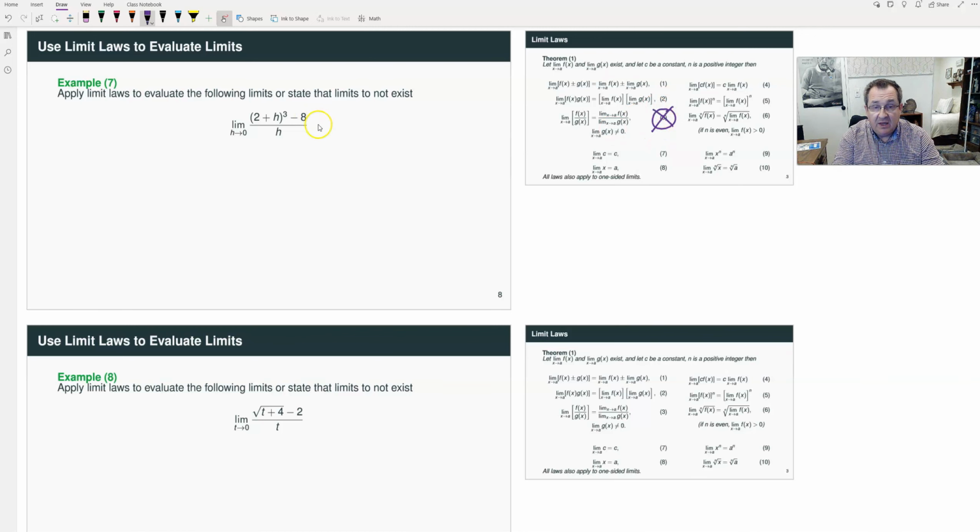Instead, we have to work out this expression and see if a simplification can be found. Okay, so the first thing I would like to start with, I would like to work on that cube.